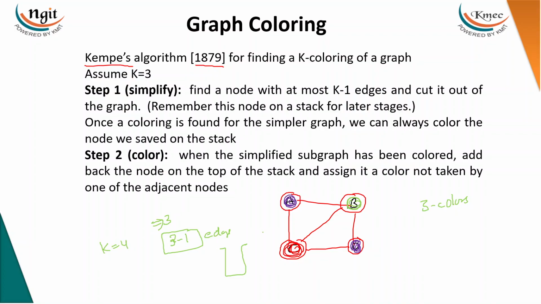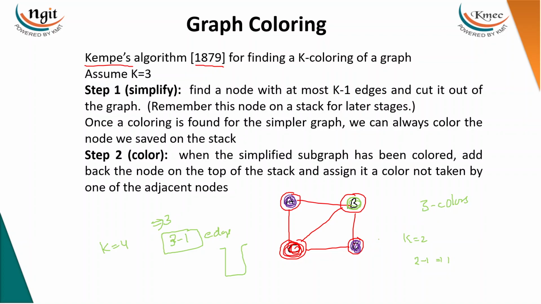For example, suppose I feel that here 2 colors are enough. Assume that K equals 2. Does any node have less than 2, that means 1 edge, here? No. So definitely 2 colors are not enough. Then you can change it to 3, and then you can do that.